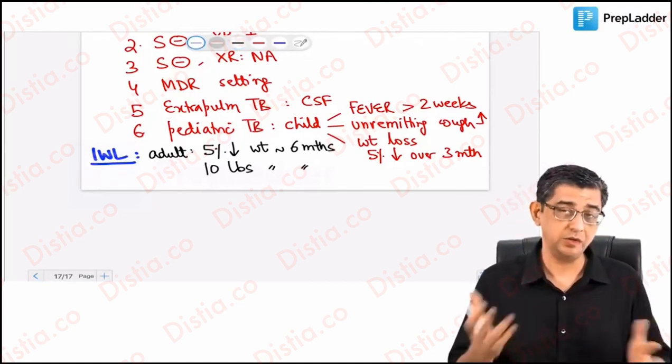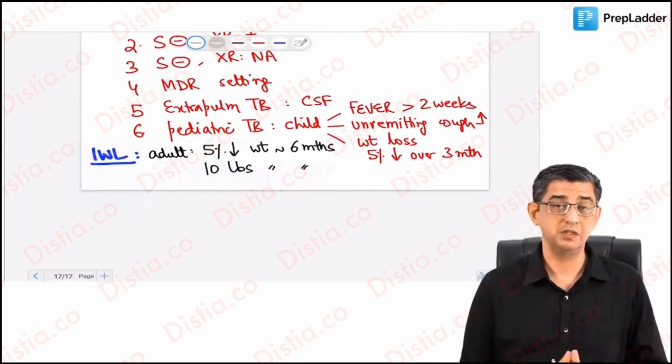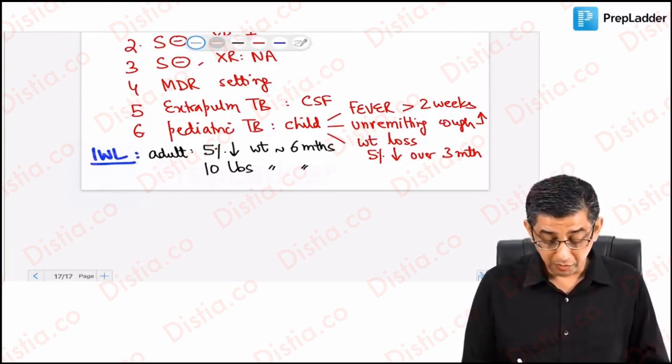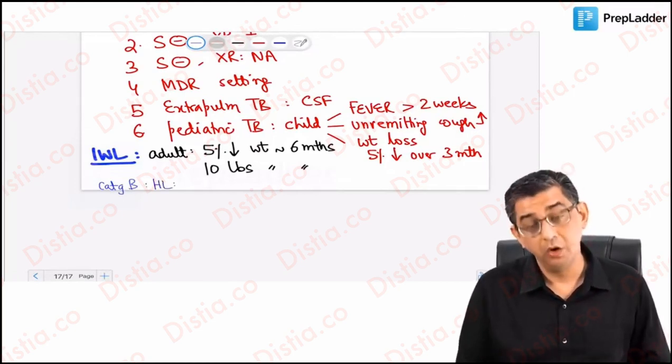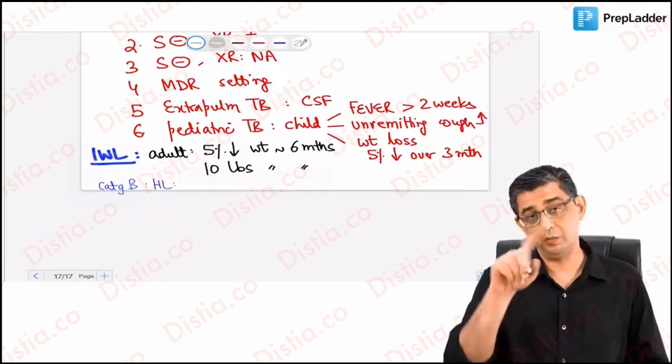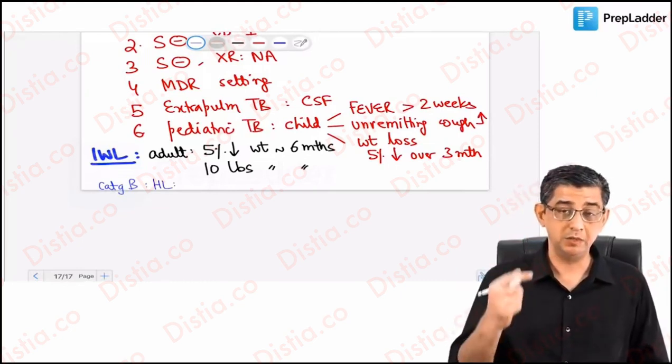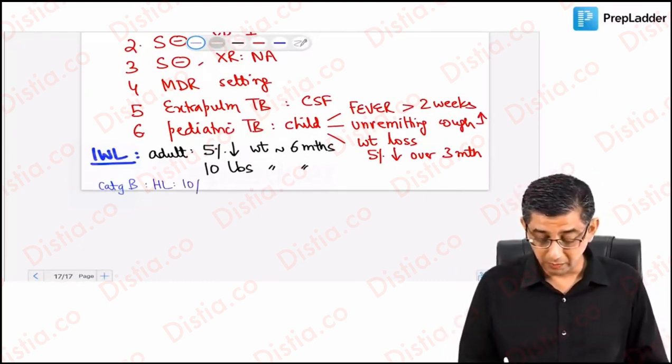Lots of you will send me messages saying, sir, I've read 10%. Then where have you read that 10% is for category B symptoms? And category B symptoms is what you deal with in Hodgkin's lymphoma. When you read the table of Hodgkin's lymphoma, you will read about category B symptoms. That is where the word 10% comes in.